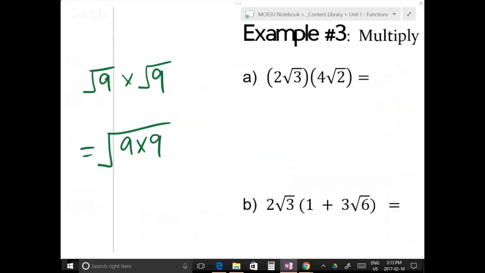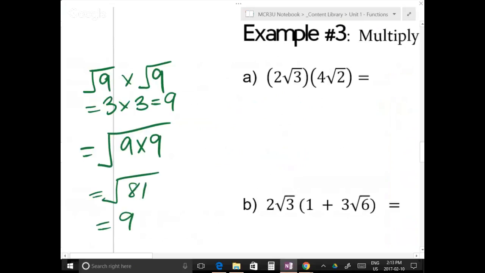MathBot 6000 over here. Well, if we think about it, what's the square root of 9? 3. And the square root of 9 again is 3. And 3 times 3 is 9. And 9 times 9 is 81. And the square root of that is 9. So those are indeed the same. That's a principle that we're going to apply here.